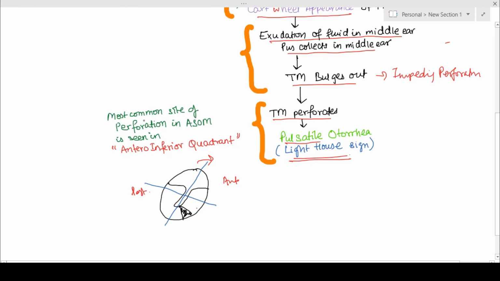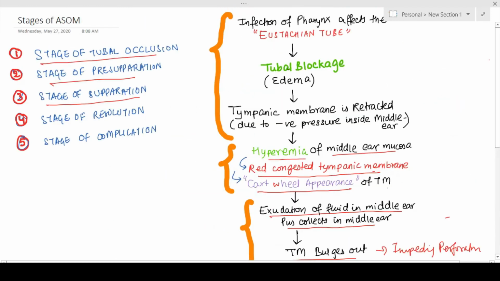The most common site of perforation in ASOM is the anterior-inferior quadrant of the tympanic membrane. Now, as you can see, this is a right tympanic membrane, which we can tell by looking at the upper tilt and the cone of light. So, the perforation is most commonly seen in the anterior-inferior part here. Okay, and then there is relief from the symptoms.